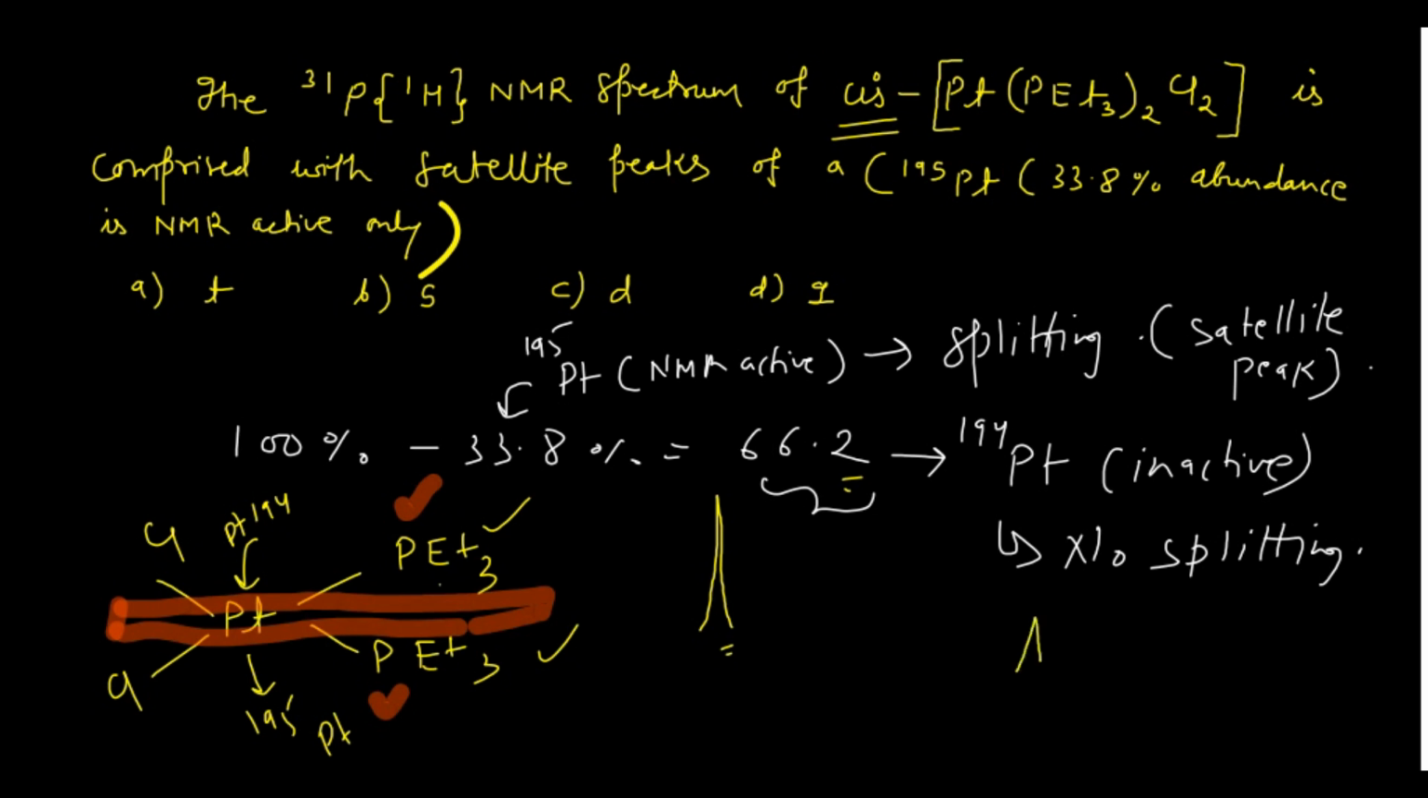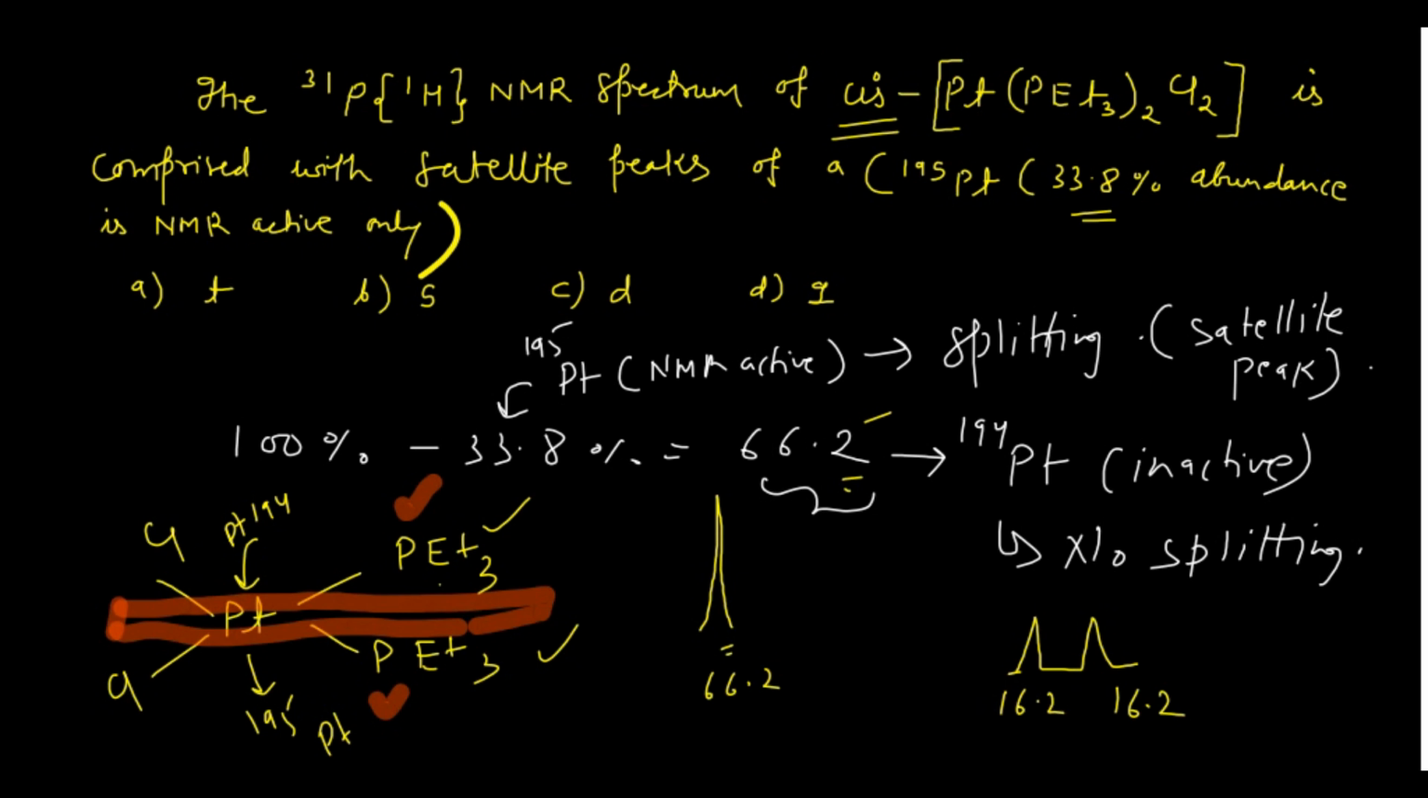I can write here this doublet, okay, and that doublet will have the intensity of half of this one, 33.8. So if you check, half of this one should be roughly 16.2, and the center part would have 66.2, which I have calculated. So the overall structure would look like that.